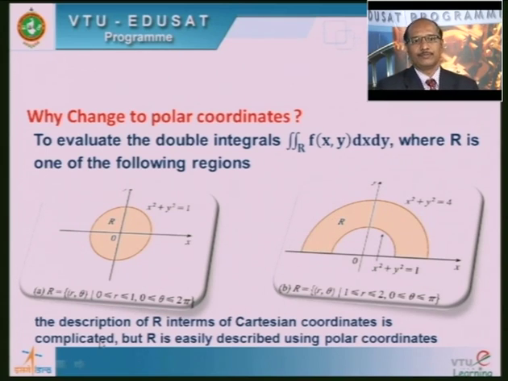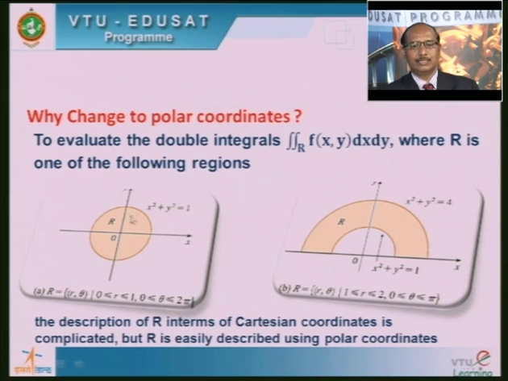Here the region R in terms of Cartesian coordinates is complicated, and expressing the limits may be complicated. But the same region can be easily described using polar coordinates. That is important. This is the reason we can easily describe such regions in polar coordinates, not for all regions.